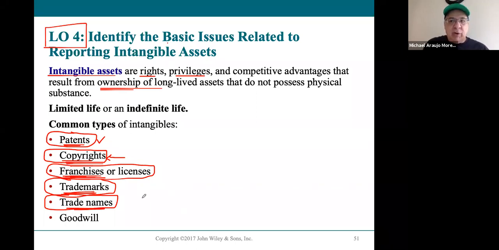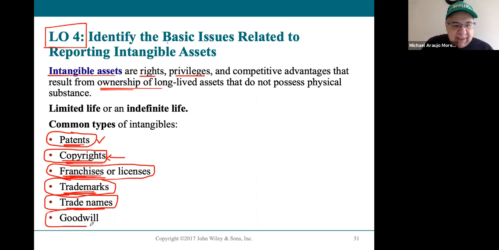So if you decide you want to be a Lady Gaga, I would expect that you would get sued for using the name, because the name is a trade name. So that's a very important type of thing to know.